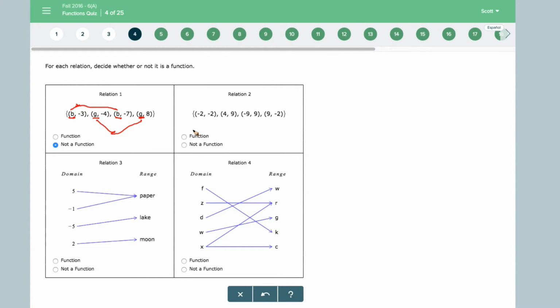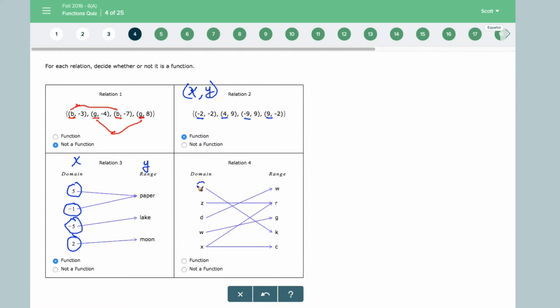Now we look at the next one. X comma y, right? And we have -2, 4, -9, 9. Nothing repeats itself, which makes it a function. Here we have x and y, so we have one answer for -1, one answer for -5, one answer for 2, which tells us it is a function. We never look at the y, only look at the x.